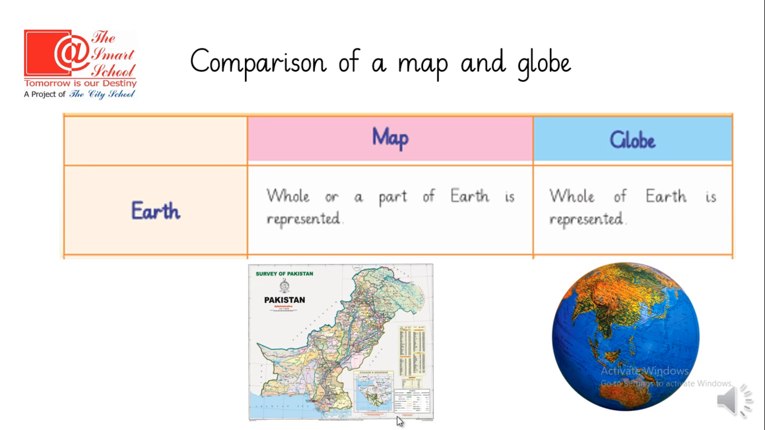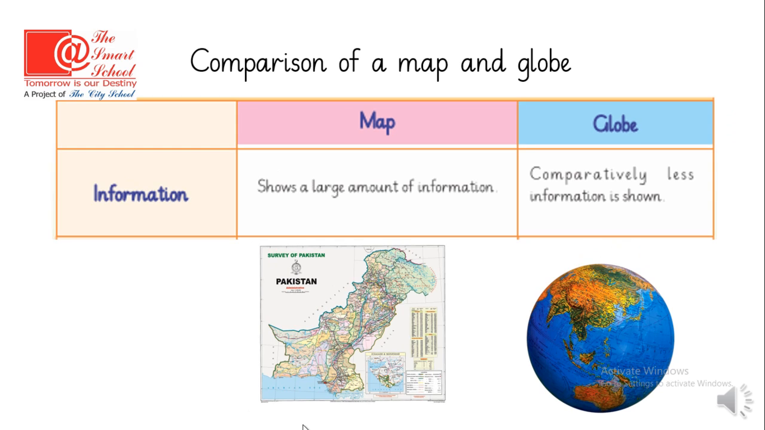Whole or a part of Earth is represented through a map. It means a map can be of the whole world, and it can be of any specific part of the world. Maybe of a country, maybe of a city, maybe of a town. However, the globe shows the whole Earth. It shows you the continents and the oceans.